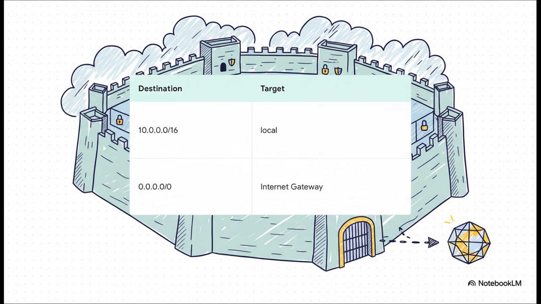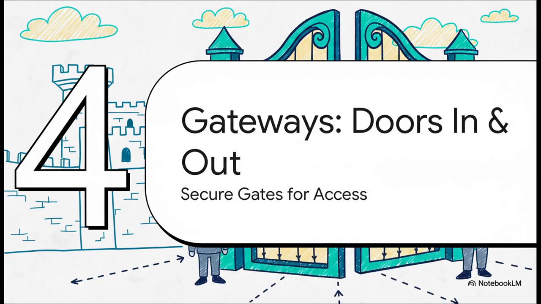The second rule, that 0.0.0.0/0, is the catch-all. It says for anything else, any other destination in the universe, head for the main gate, which in our case is the internet gateway. So we've mentioned that main gate a few times. Well, every fortress needs controlled ways to get in and out, right? You can't just have holes in the wall. In a VPC, these are your gateways. Let's take a look at the different kinds of doors you can install on your fortress.